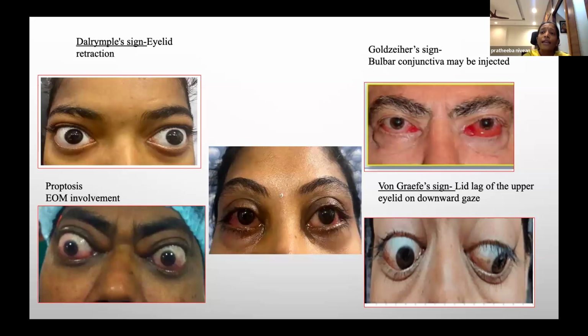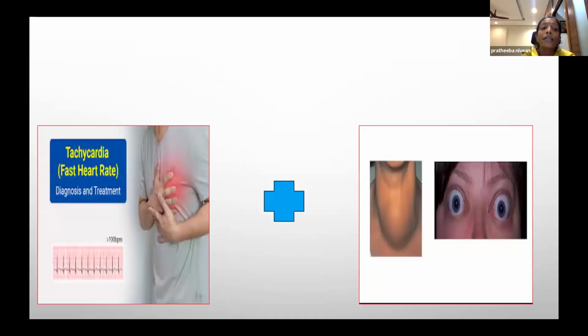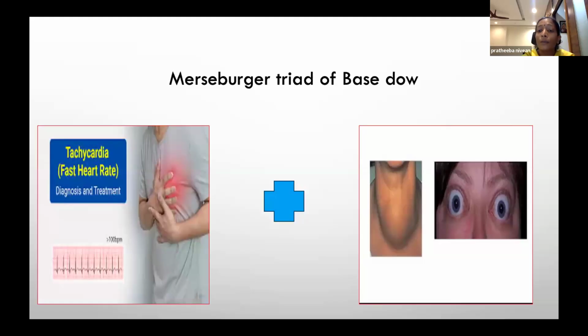So there are various signs reported in literature. The very characteristic ones are the Dalrymple sign, that is the eyelid retraction in primary gaze, the eyelid lag in down gaze, the Von Graefe sign, bulbar congestion as in Goldzieher, Stellwag, Griffith. There are so many signs. You can go back and read the literature, the very characteristic ones that can be asked for the exams from a PG point of view. And tachycardia along with goiter and thyroid eye disease is called the Merseburg triad of Basedow.